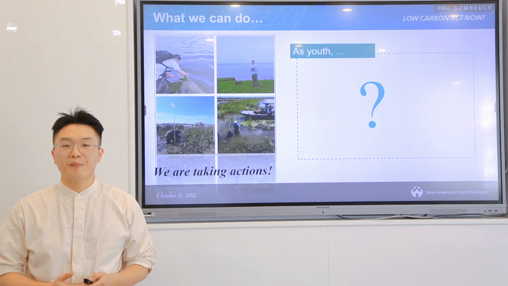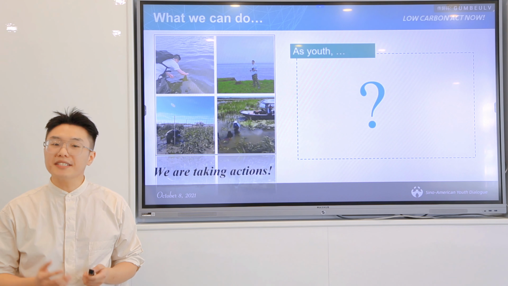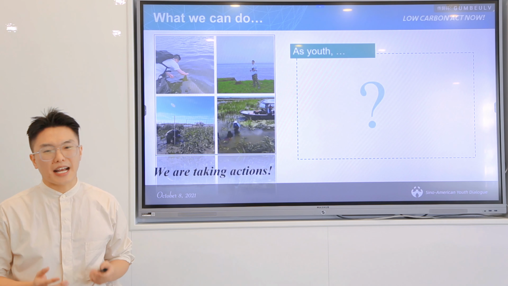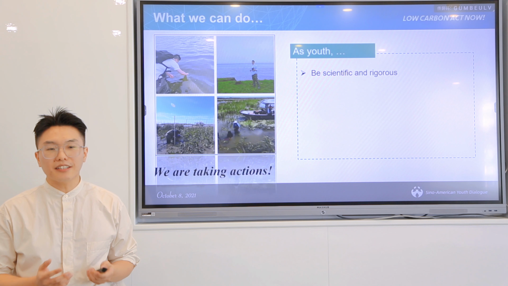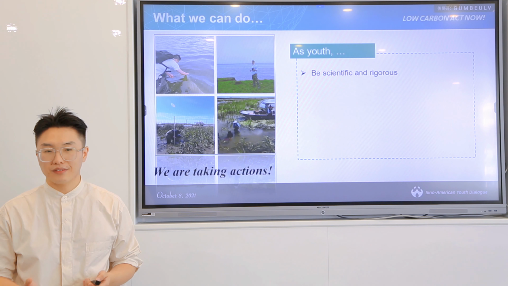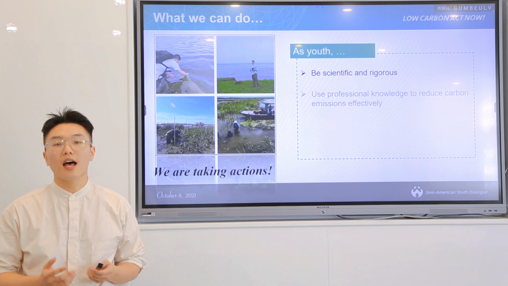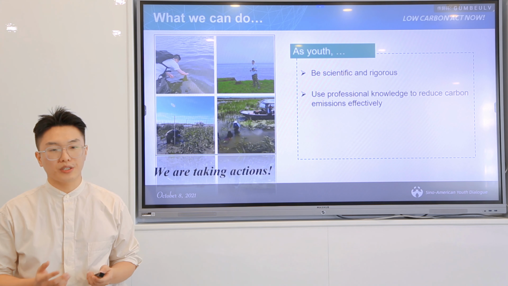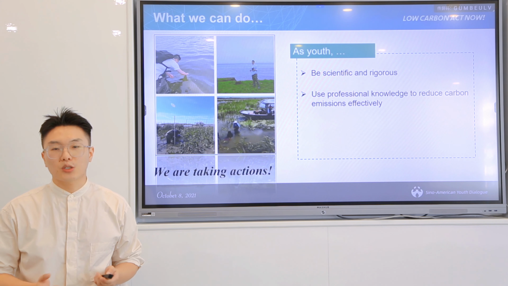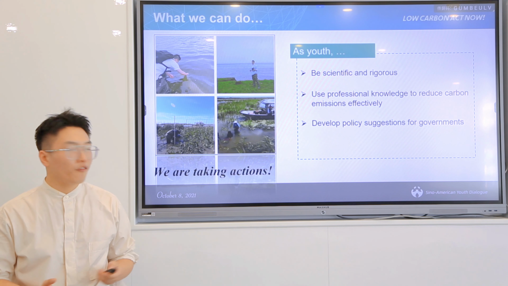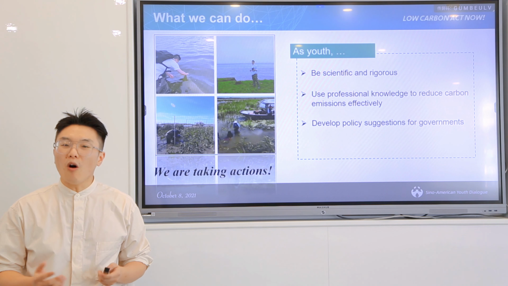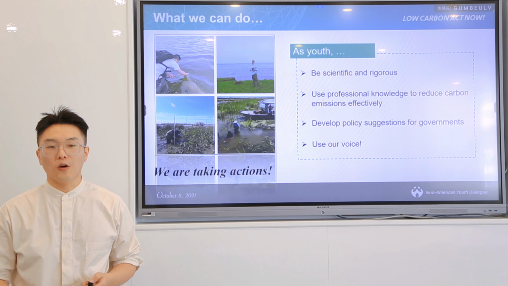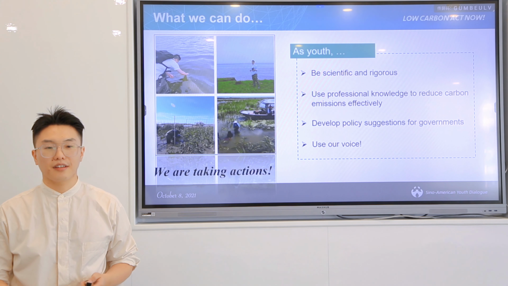So, as young people, especially young scientists, what can we do? During the research, I developed the feeling that the scientific spirit and rigorous attitudes are what we indeed need. It's also important to use our professional knowledge to figure out effective ways to reduce carbon emissions and to develop policy suggestions for governments. More importantly, we should use our voice and let others know we are taking actions.